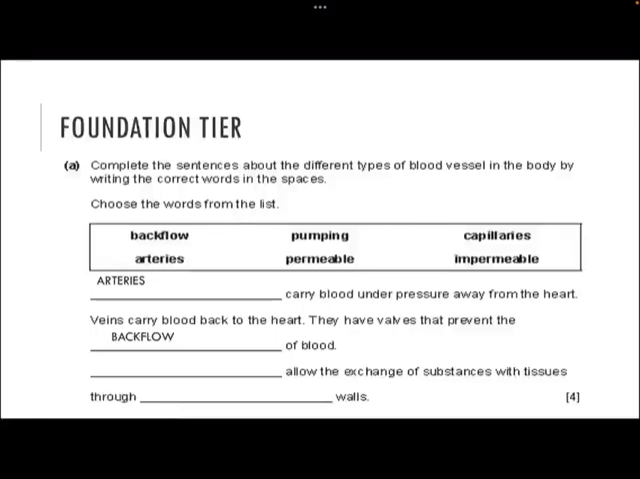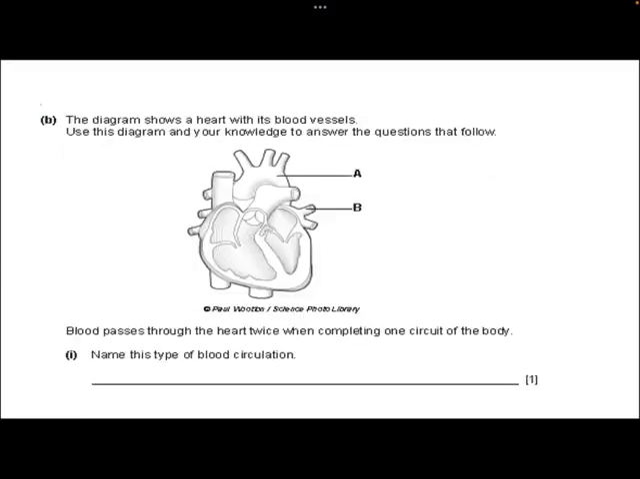Capillaries allow the exchange of substances with tissues through permeable walls. The diagram shows a heart with its blood vessels. Use this diagram and your knowledge to answer the questions that follow. Blood passes through the heart twice when completing one circuit of the body. Name this type of blood circulation. This is known as a double circulatory system, so double circulation.